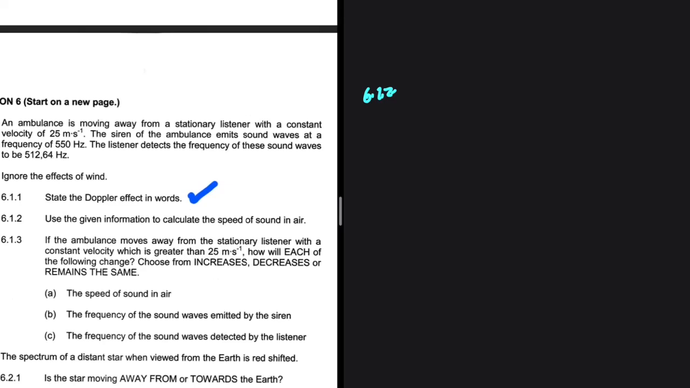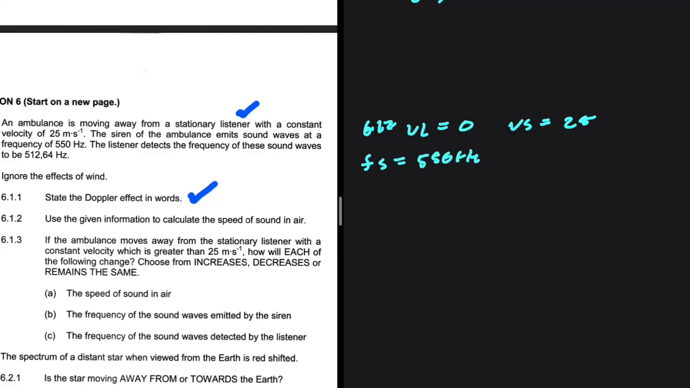So an ambulance is moving away from a stationary listener. So if the listener is stationary, then we have VL, the velocity of the listener, being equal to 0. The ambulance is moving away from the stationary listener with a constant velocity of 25. So we have Vs, the velocity of the source, being equal to 25. The siren of the ambulance emits sound waves at a frequency of 550 hertz. So we have the frequency as emitted by the source being 550 hertz.